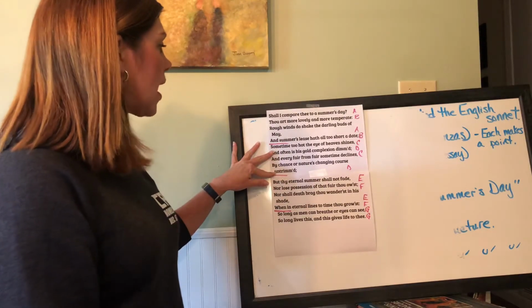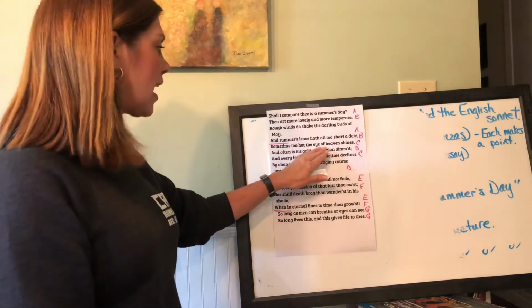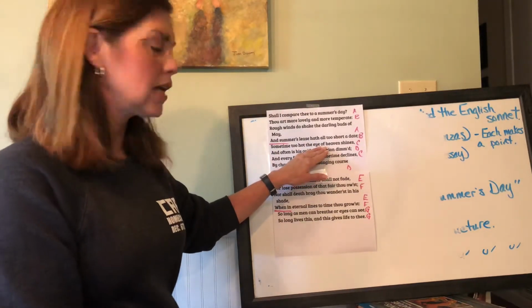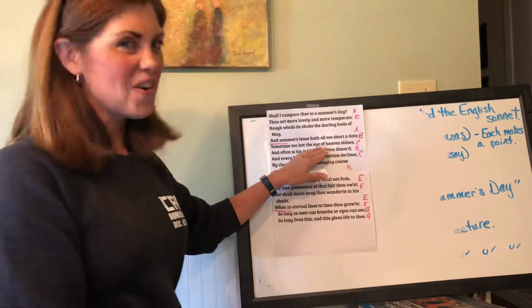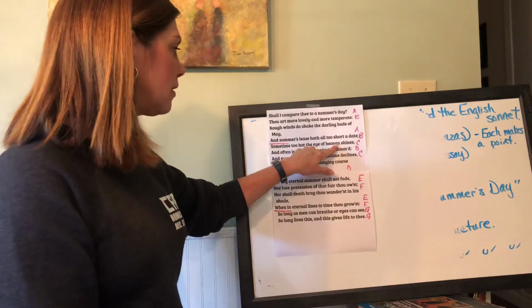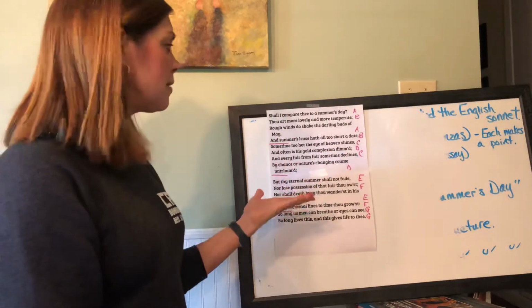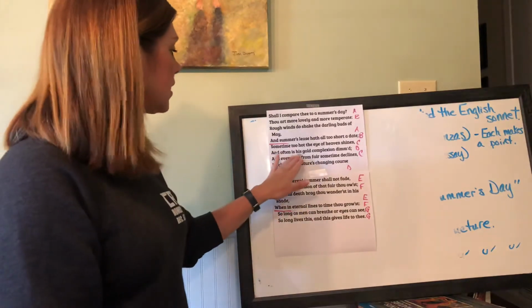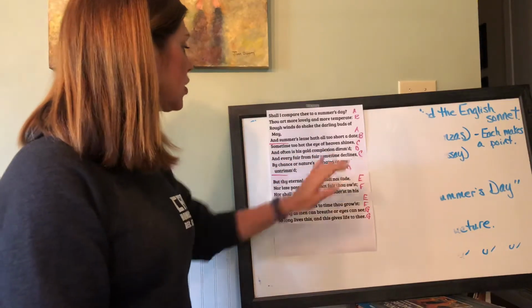Sometime too hot the eye of heaven shines. Okay, well, what is this? The eye of heaven. Well, it's the sun. So we call this a metaphor. Good. All right, so the eye of heaven is a metaphor for the sun. So sometimes it's just too hot in the summer. And often is his gold complexion dimmed.